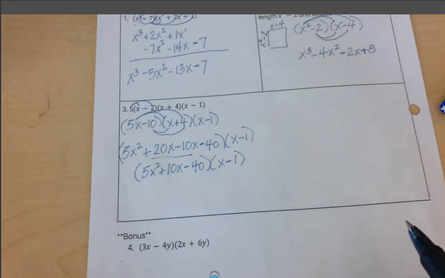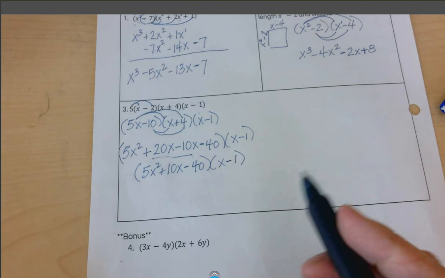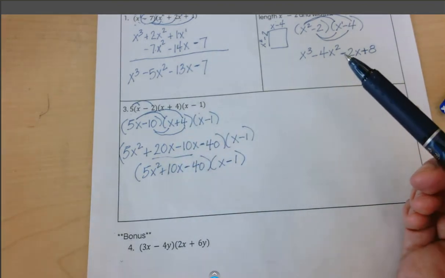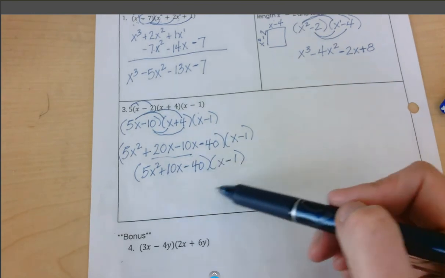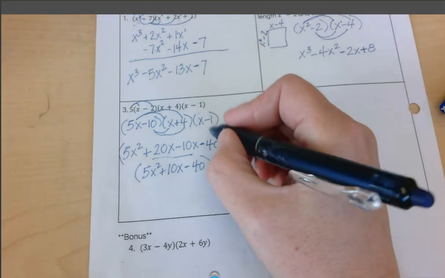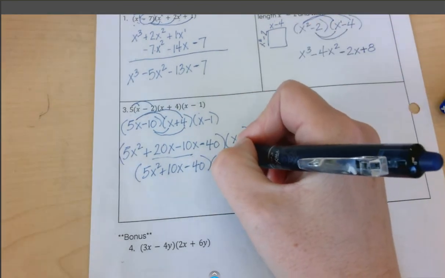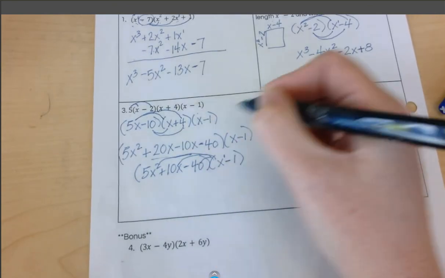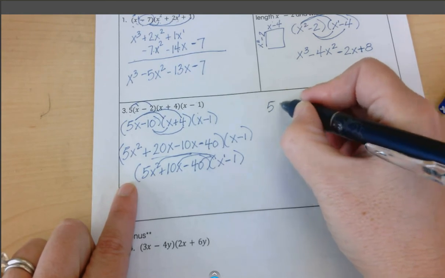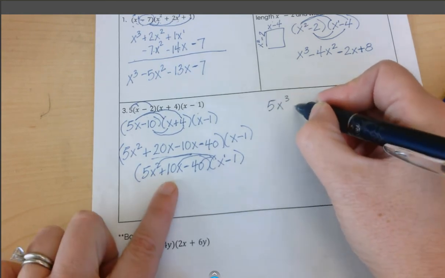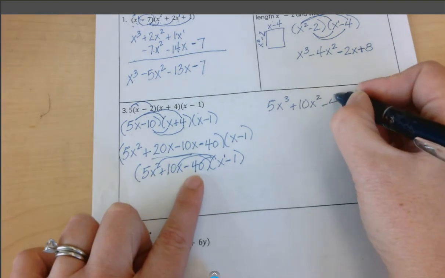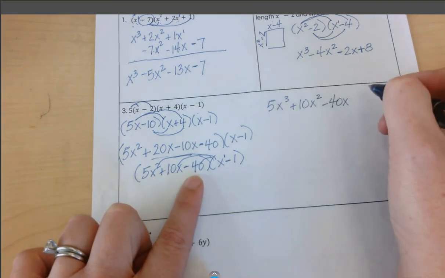All right, so we need to distribute one more time. You could start from the trinomial and distribute to the binomial. For me, it feels easier to go the other direction, but that's totally up to you. So I'm going to distribute this x to the 1 first, and I'm going to multiply it times each of these. So I'm going to get 5x to the 3 plus 10x to the 2 minus 40x.